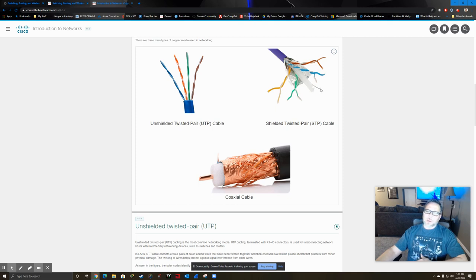But what you're going to do is you're going to fold back both. Usually I twist the foil and this wire together, and then you fold it back onto the jacket. So you're just going to kind of fold it back like that.